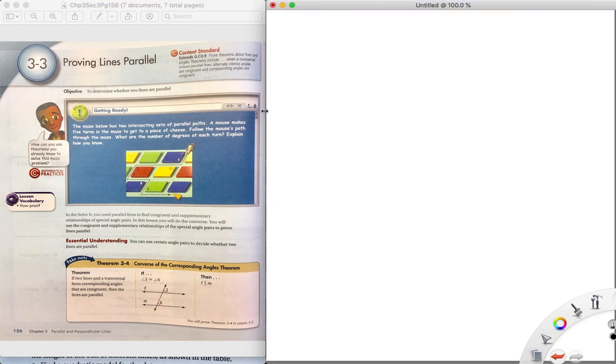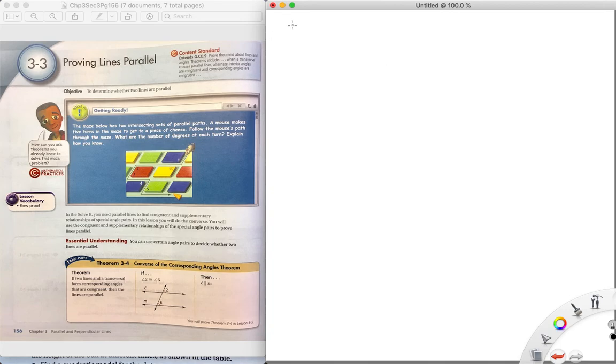Alright, this is GL Chapter 3.3, Proving Lines Parallel. In the last section, we talked about, given the fact that they're parallel, these 8 angles are either congruent or supplementary. So, same side or consecutive angles are supplementary, while alternate interior, alternate exterior, and corresponding angles are all congruent. This section is going to deal with the converse of those.